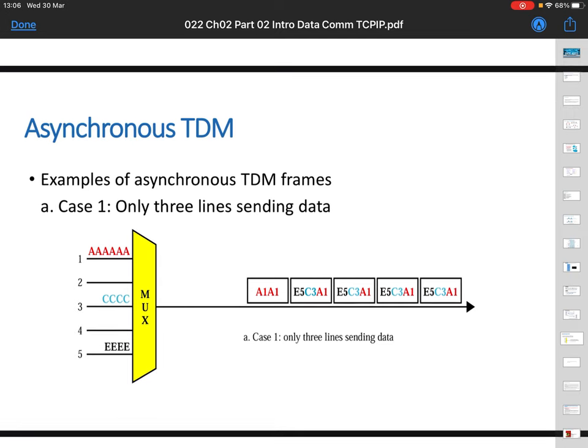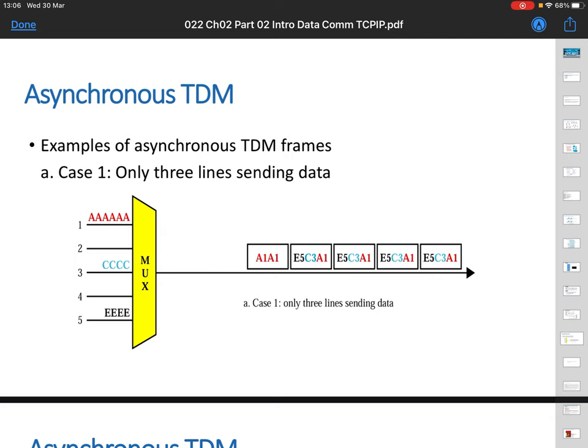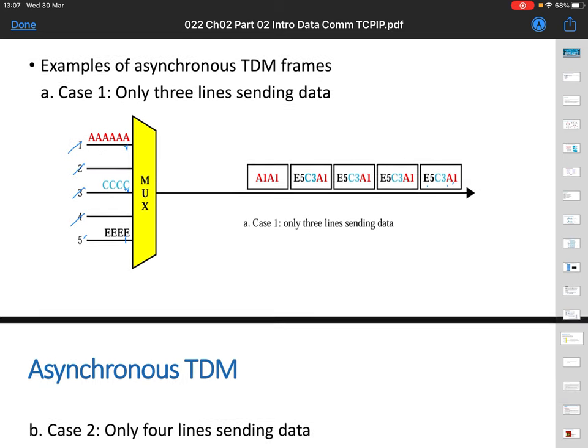Case 1, only 3 lines sending data. So, you have here 1, 2, 3, 4, 5, but only 3 have the data. Case one, only three lines sending data. So you have 1A here, 3C here, 5E here. So all these are tagged with the number of the lines.